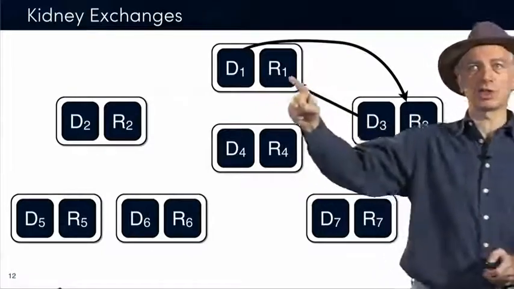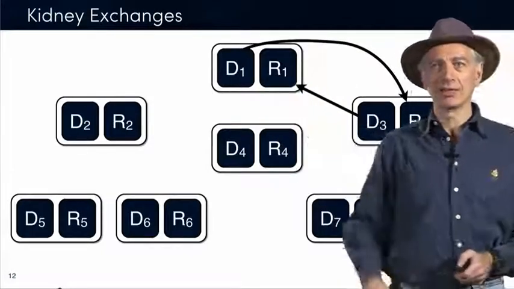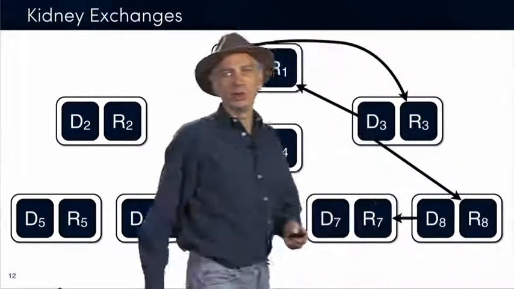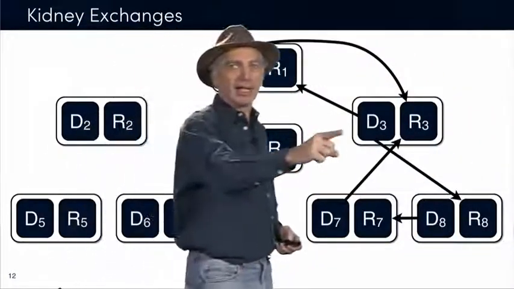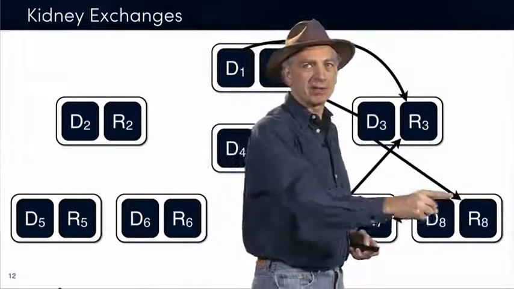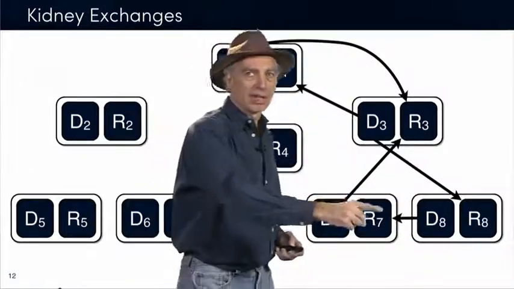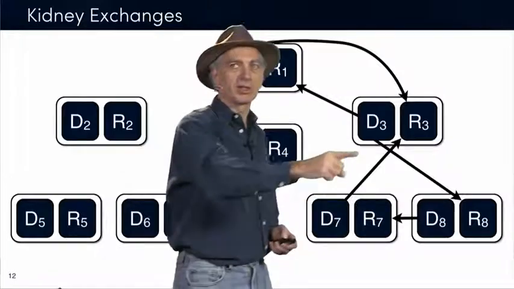No, this is a good situation because at this point we can do an exchange. And of course we may have a really huge graph like this. Here you see that this particular donor can give to this receiver, but this donor is compatible with only that receiver, and that particular donor is compatible with that receiver.